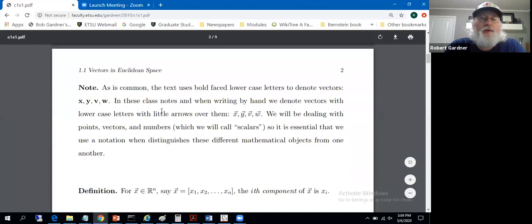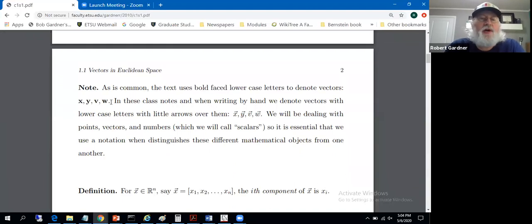In the book, as is commonly done, vectors are denoted with boldface letters. What I will do in handwriting and in typesetting, and what you need to do in handwriting, is use little arrows over letters to indicate that we've got vectors, since you can't really handwrite a boldface font. So we'll indicate vectors by putting these little arrows on them: vector x, vector y, vector v, vector w.